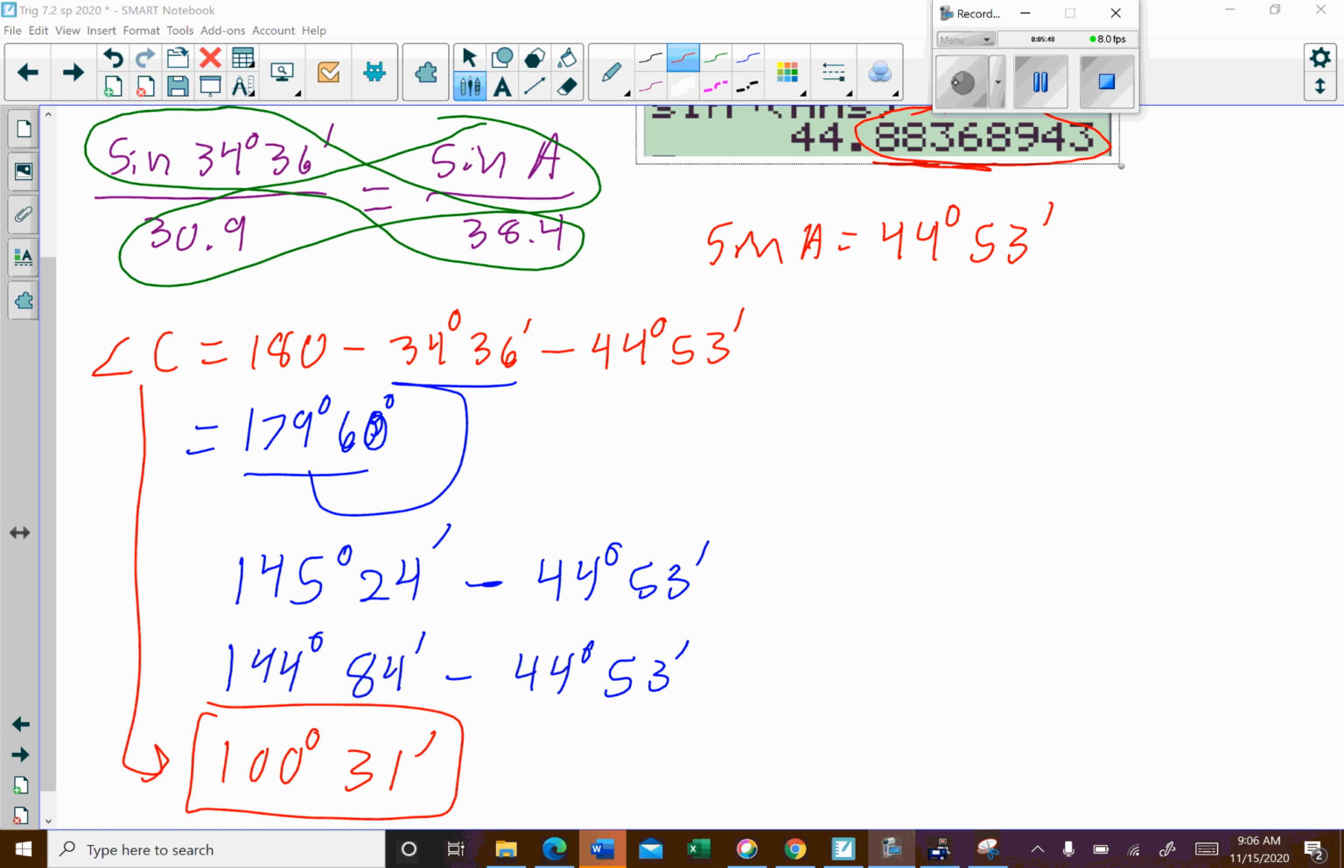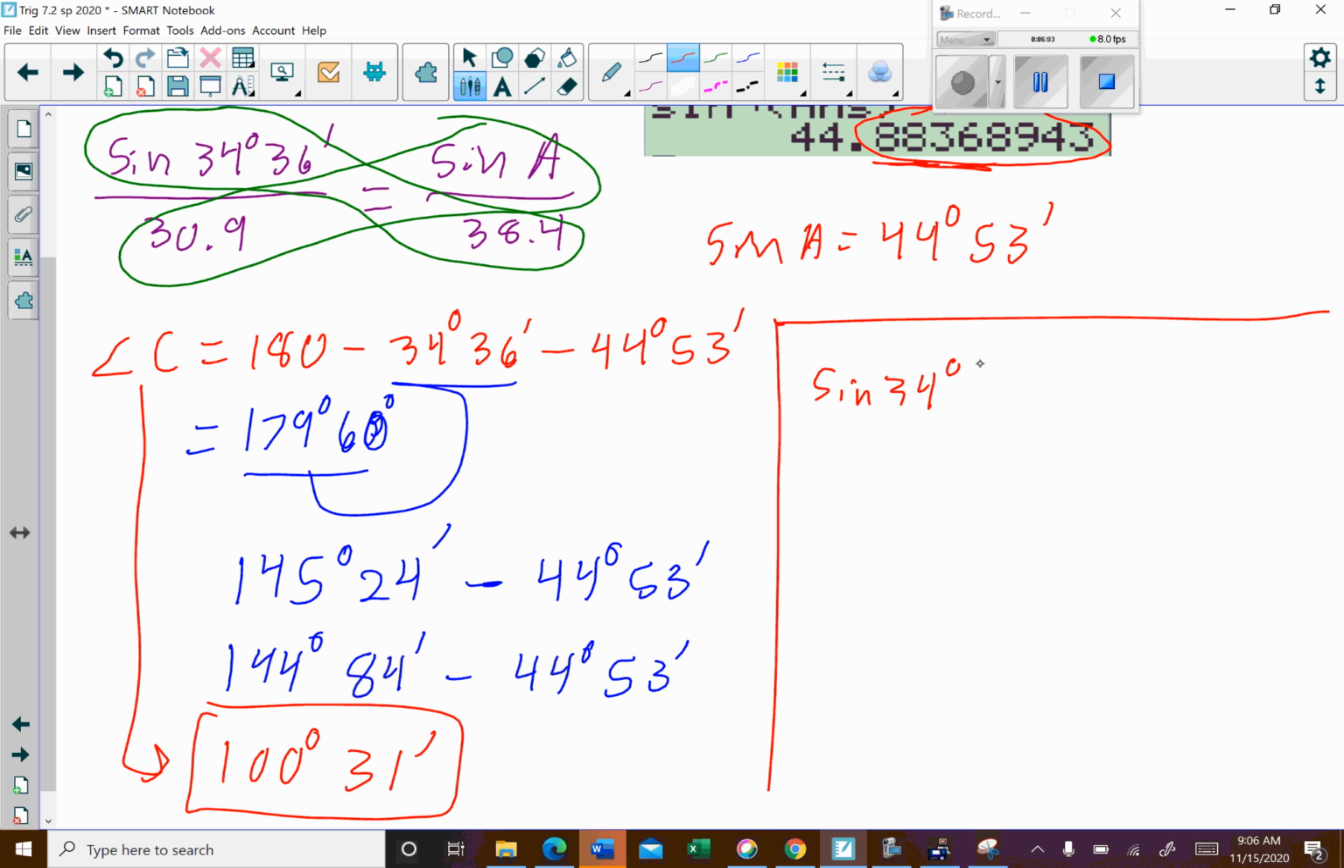And now we'll go ahead and do law of sines to figure out my side C. I'll just use the ratio I have up here with my angle B and side B. So sine of 34 degrees, 36 minutes over 30.9 was the side length.